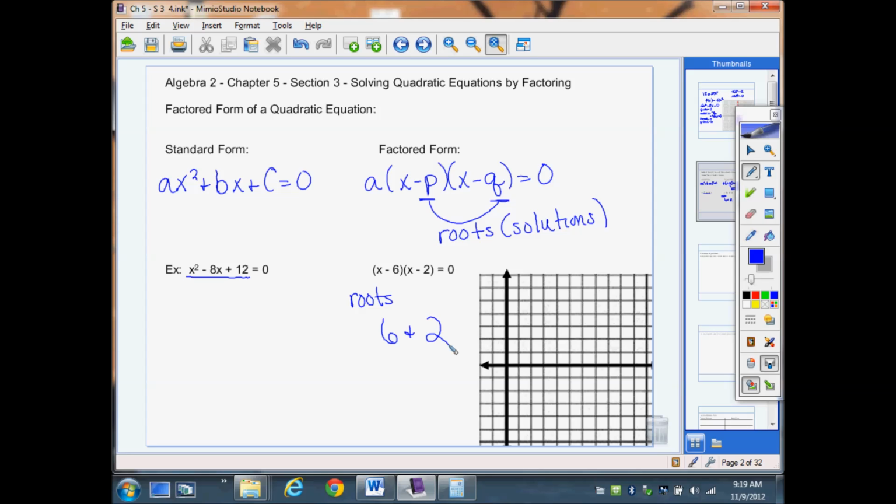Which means that this graph is going to cross the x-axis at those 2 points, 2 and 6. And if I were to finish graphing it, I'm going to get -4. So our graph would look like that. So factoring the quadratic equation is another way to find the roots. That means you don't have to graph it. Questions on that?